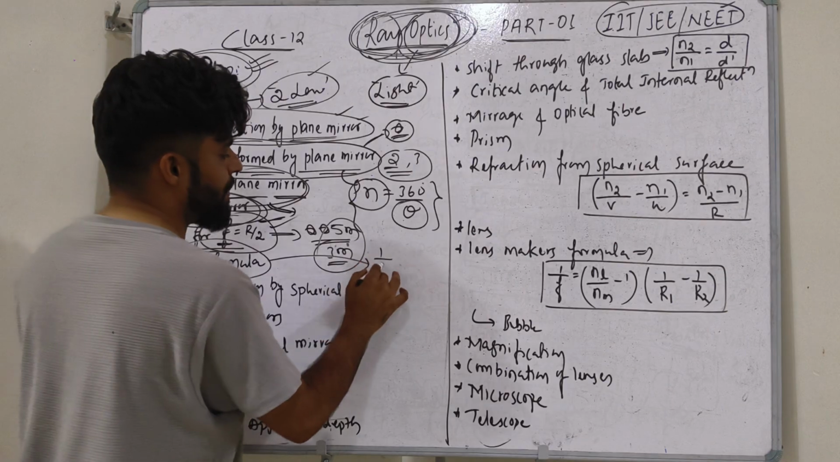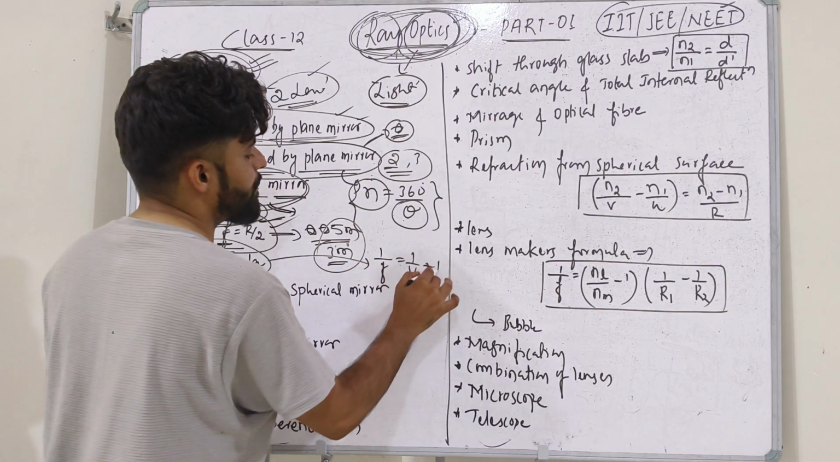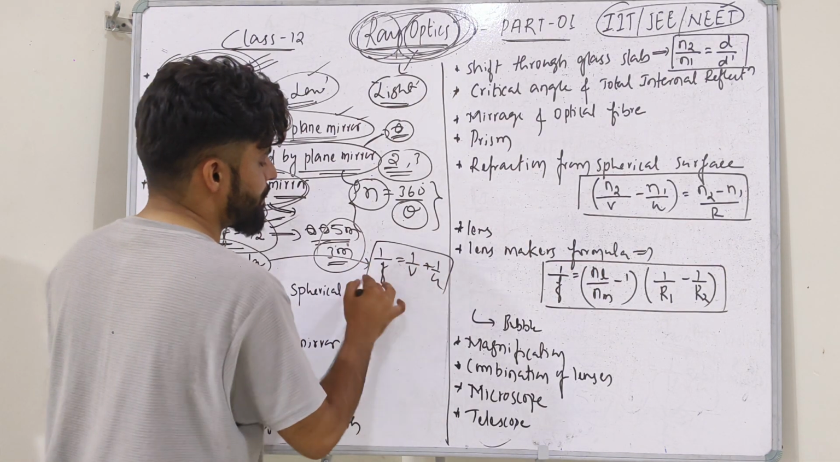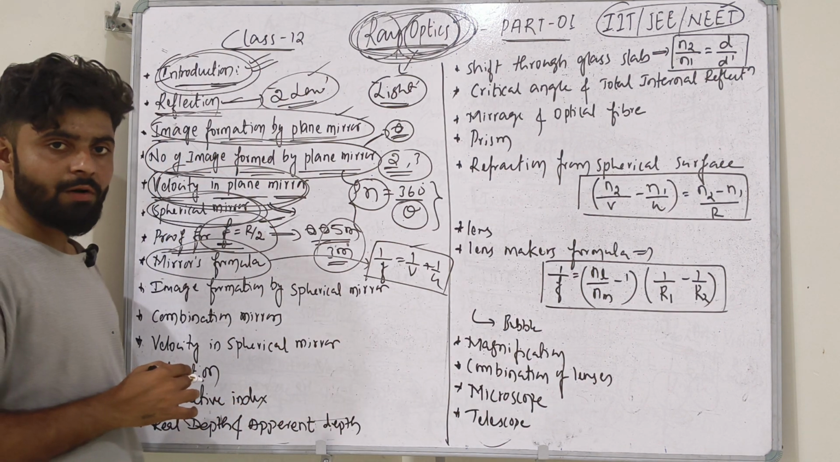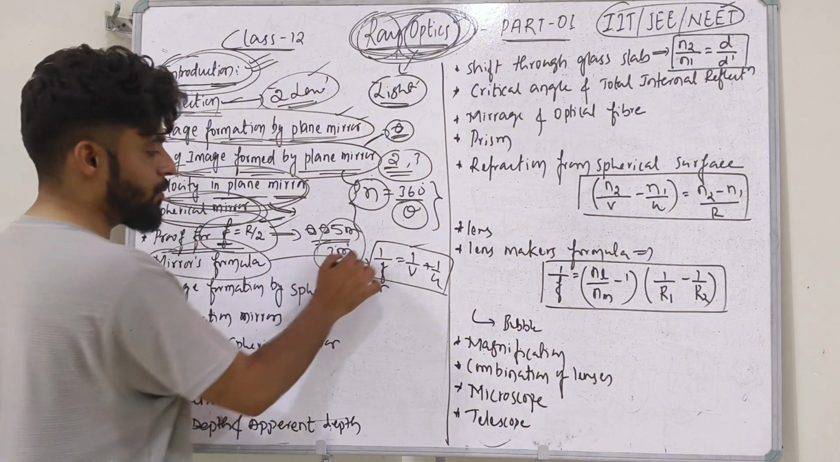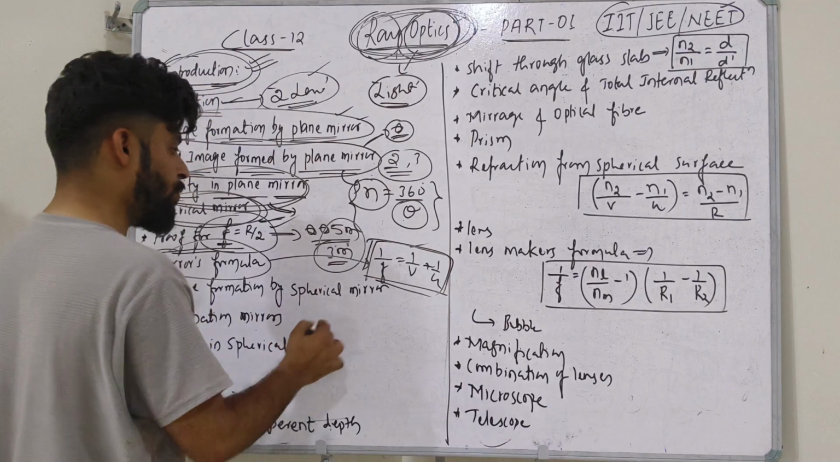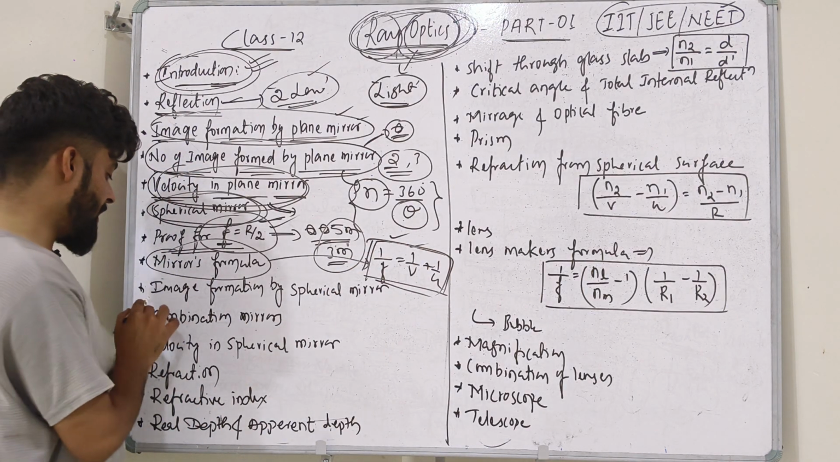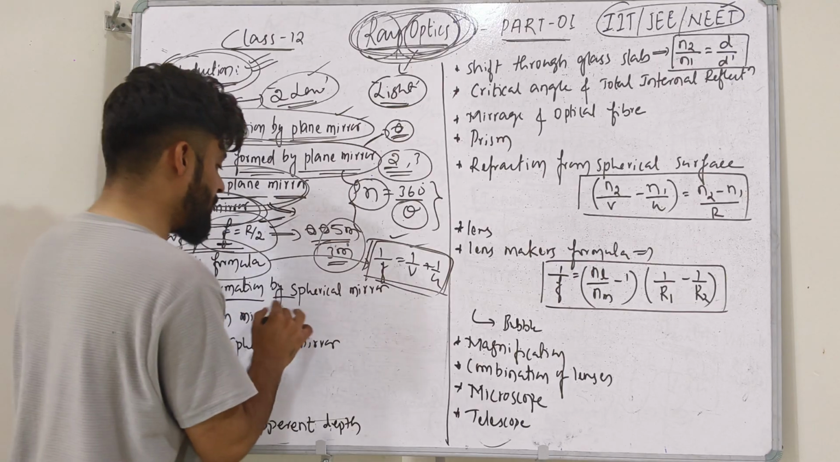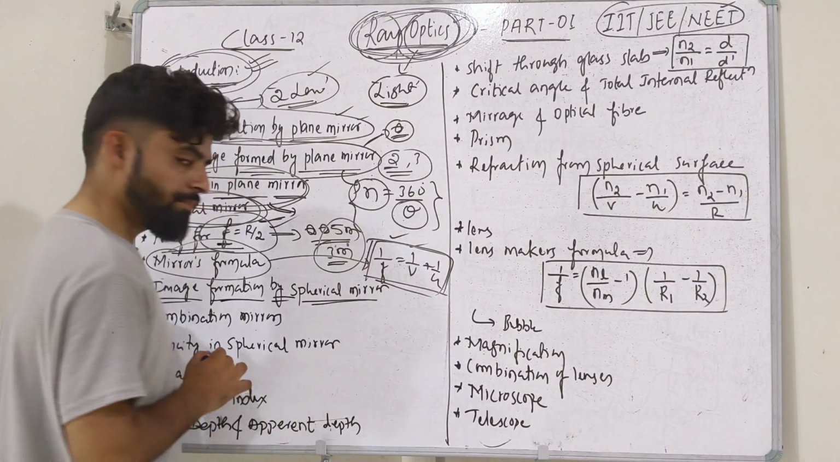Mirror formula, that is 1 by f is equals to 1 by v plus 1 by u. This is called as the mirror formula. It is also having lot of numericals, lot of problems ಇದ್ರ ಮೇಲೆ ಬೇಸಿಸ್ ಅದಾವೆ, and ಅದನ್ನ ನೋಡ್ಕೊಳ್ಳೋಣ and derive ಮಾಡೋದು, ಅದನ್ನ mirror formula derive ಮಾಡೋದು. And after that, image formation by spherical mirror.